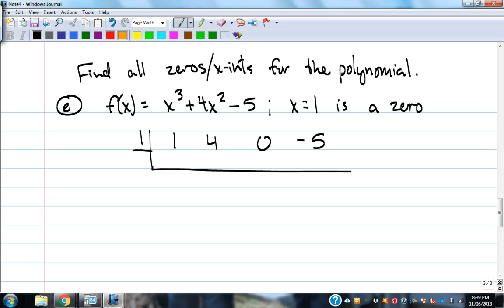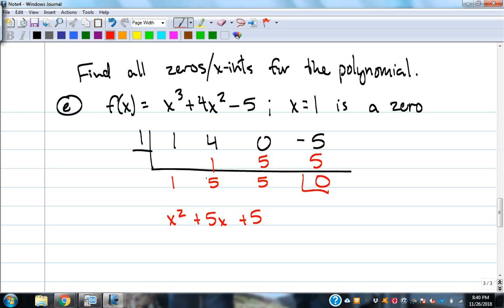All right. Now, drop the 1, multiply, add. If I don't get 0 on the remainder, and they told me that that was a 0, then I did something wrong. I may have miscopied the problem even. So be careful of that. That's your first checking spot. Okay? Now, this is x squared plus 5x plus 5.